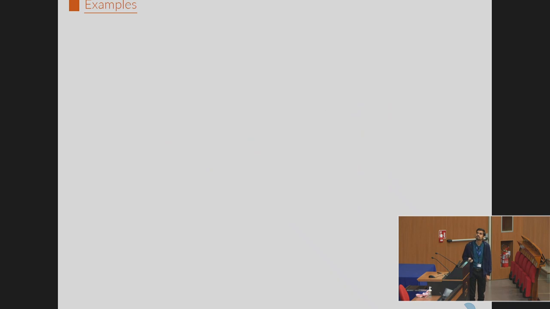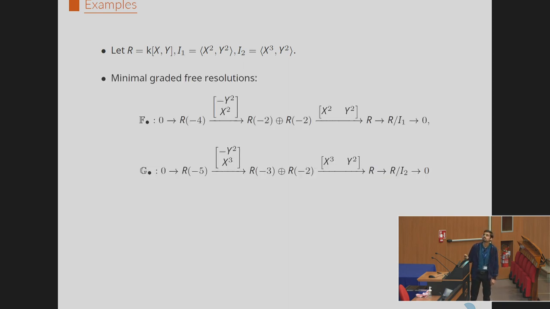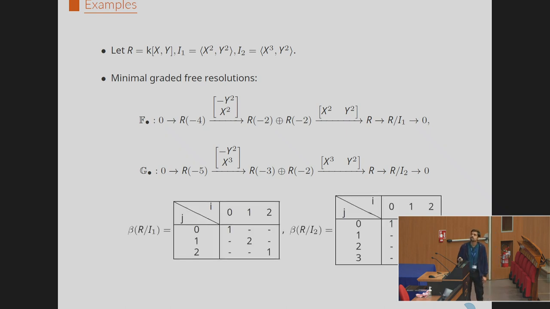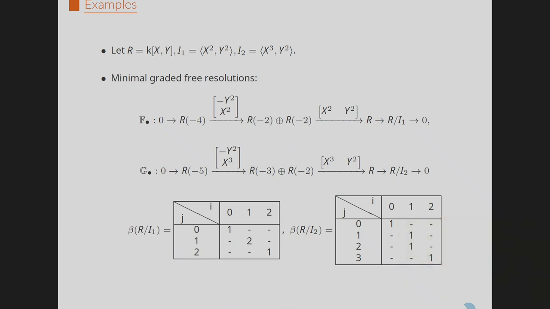Let's see some examples. If my R is a polynomial ring in two variables, and I take these two ideals, they are generated by regular sequences, of course. So the graded free resolution will be given by the Koszul complex. The only difference is that we have to take care of the shifts depending on the degrees of the generators. And these are the Betti tables. For example, regularity in this case is 2, in this case it is 3, and projective dimensions are 2.